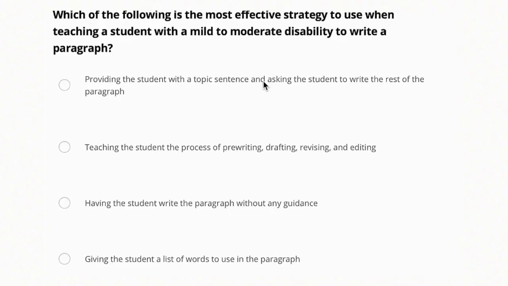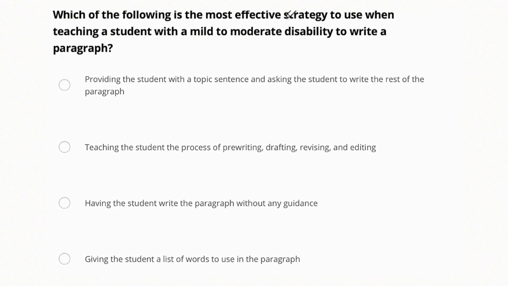For our first practice problem, we have a question that asks us, which of the following is the most effective strategy to use when teaching a student with a mild to moderate disability to write a paragraph? The biggest tip that I have for you whenever we have a practice problem or even a problem that you'll encounter on the Praxis exam is to ensure that we understand what the question is asking us to do, and the best way to do that is to identify keywords within the question.